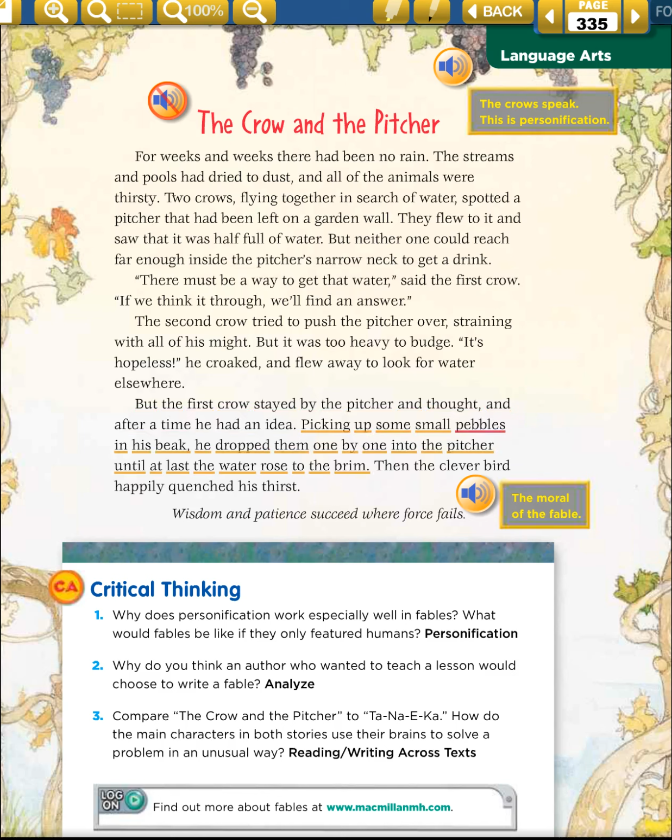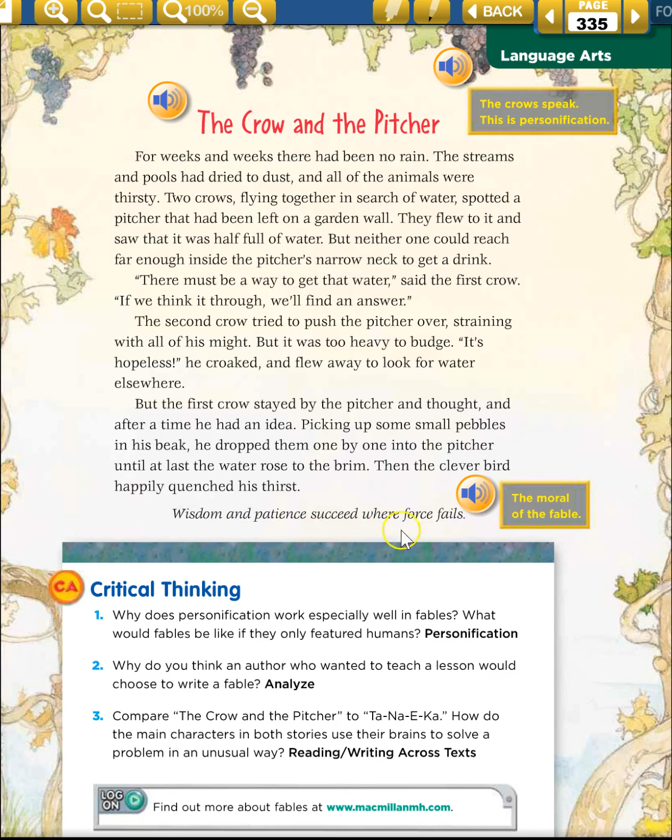Picking up some small pebbles in his beak, he dropped them one by one into the pitcher, until at last the water rose to the brim. Then the clever bird happily quenched his thirst. Wisdom and patience succeed where force fails.